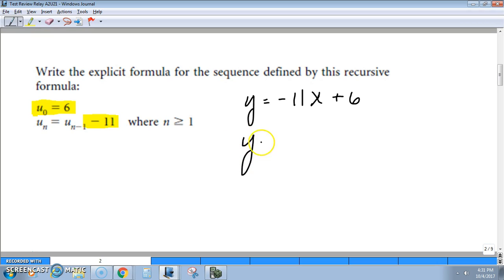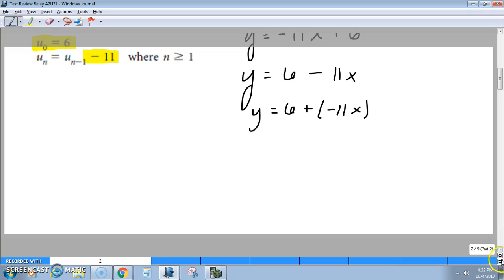You could also have written it as y equals positive 6 minus 11x, or even y equals 6 plus negative 11x. Okay? Any of those three ways would work. Don't make it too hard on yourself. Let's see, what was our second question?